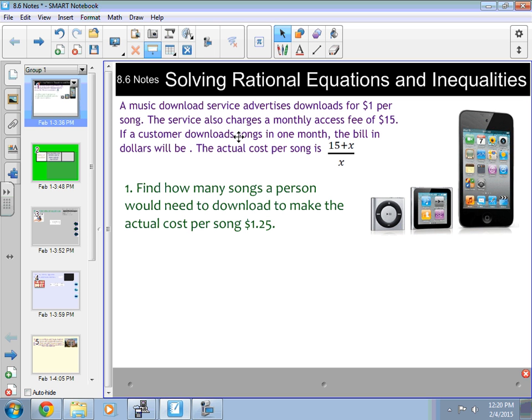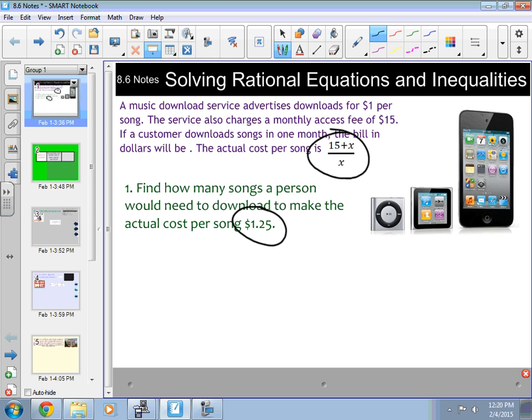So the actual cost per song would be (15 plus x) over x, where x would be the amount of songs. So they want to know for this question, how many songs a person would need to download to make the actual cost $1.25. Well, if this is the actual cost per song and we want it to be $1.25, we should set those two things equal to each other. And if we solve this out, we should get the answer for this problem.